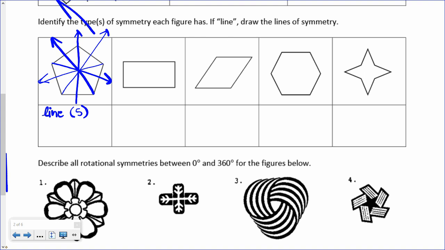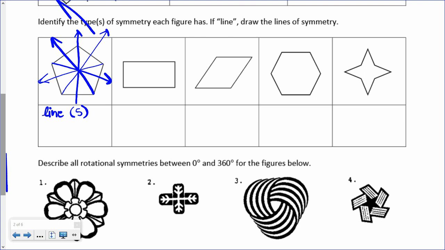And that's actually a rule you will pick up. The number of lines of symmetry is equal to the little points, the little angles on the outside. So if you have 5 vertices or 5 points, you're going to have 5 lines of symmetry. Okay?